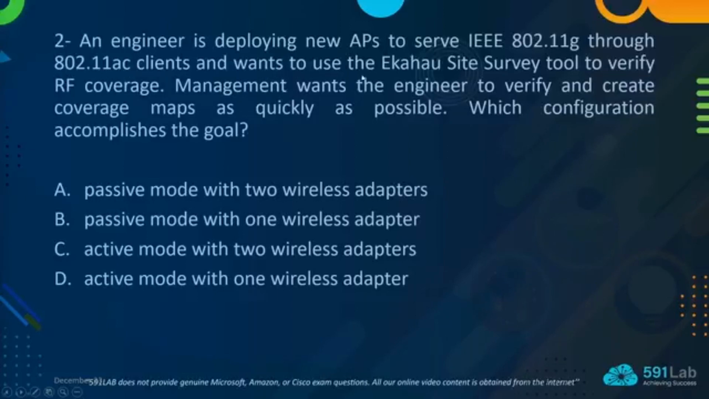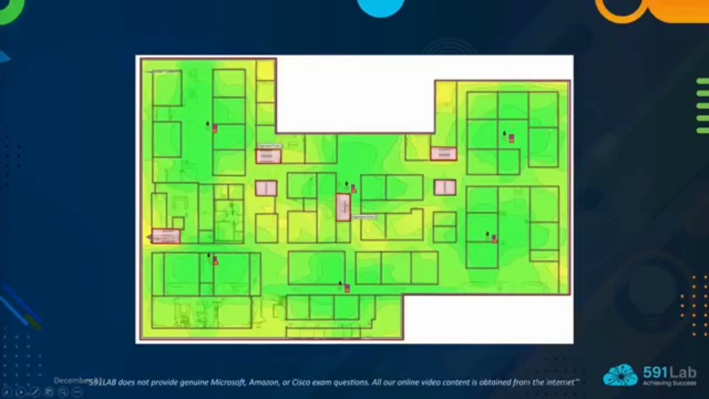And we want to use the Ekahau site survey tool. I'm going to explain it in a bit. What is this tool? It verifies the RF coverage. Basically, it helps us to visualize the coverage on any floor or any space. So for example, in this one here, we can see the access points deployed, like this one, and the channels that they are in.